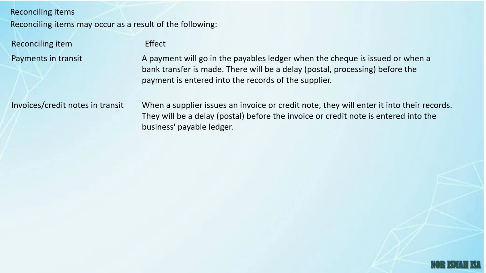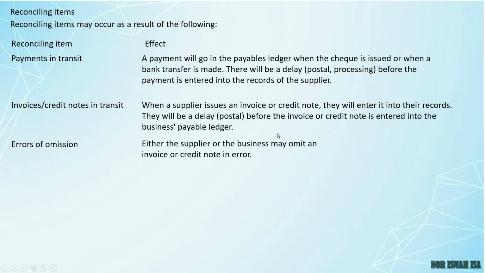And this one, invoice or credit note in transit, means that this is a separate statement. This amount will appear. As for the payable ledger control account, it won't appear because the invoice or the credit note is not received yet by the business.